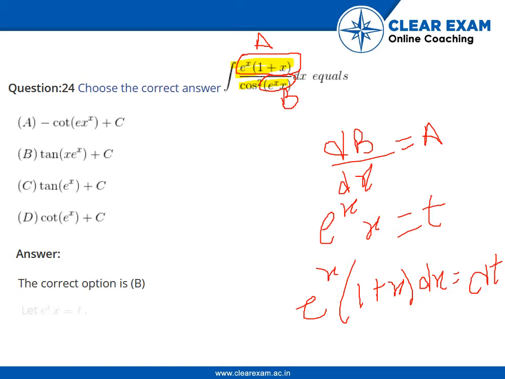So they have done the same thing. They have taken t as e raised to the power x multiplied by x, and on differentiation they get what? They get e raised to the power x multiplied by (x + 1) dx is equal to dt. Now let us move to the next slide.